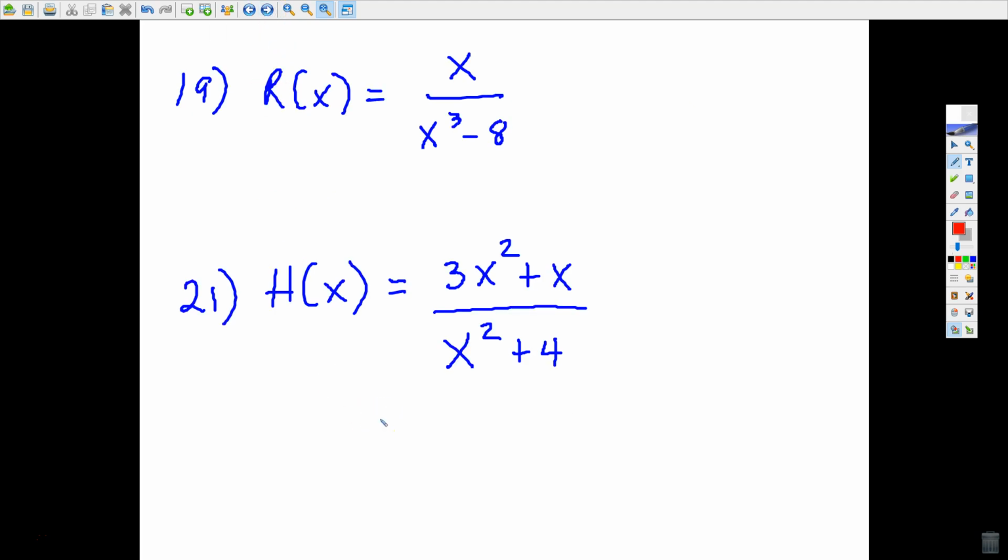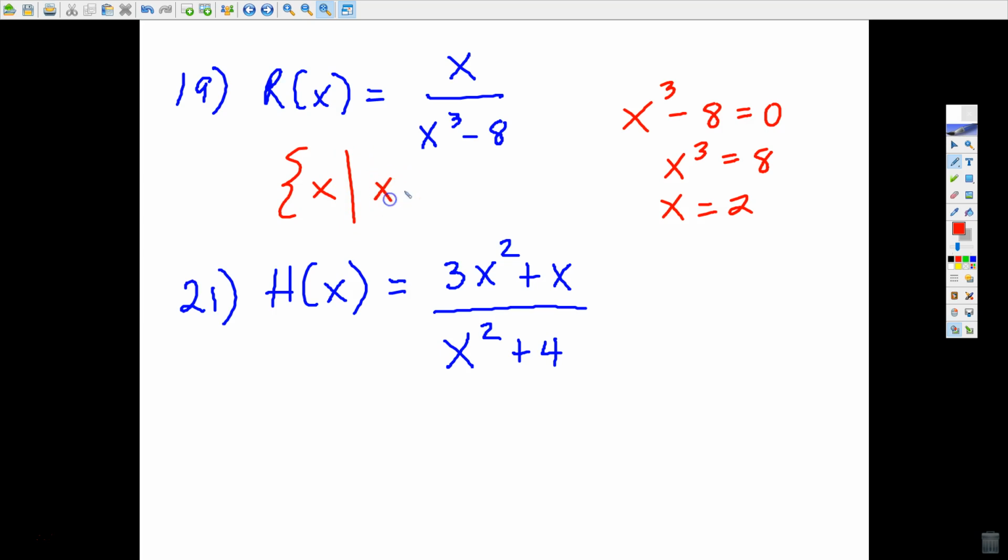Sometimes it's not quite so obvious. So you're always safe in just taking the denominator, just setting up your own little equation, take the denominator and make it equal to 0 and solve. So to solve for x, I would do the cube root of both sides, and the cube root of 8 is 2. So my domain, again, it's going to be all x such that x cannot be 2, because if we did plug 2 in for x, we would get 0 in the denominator.